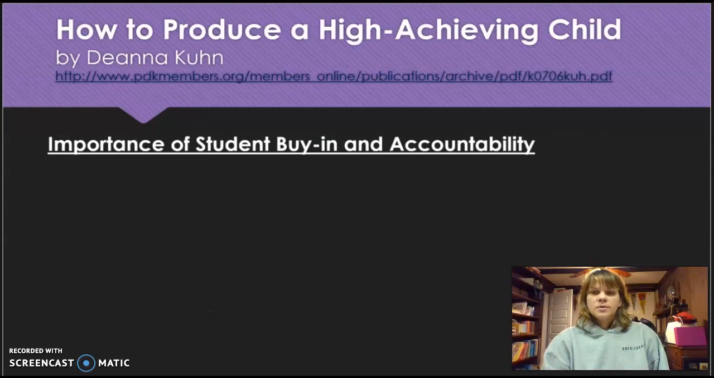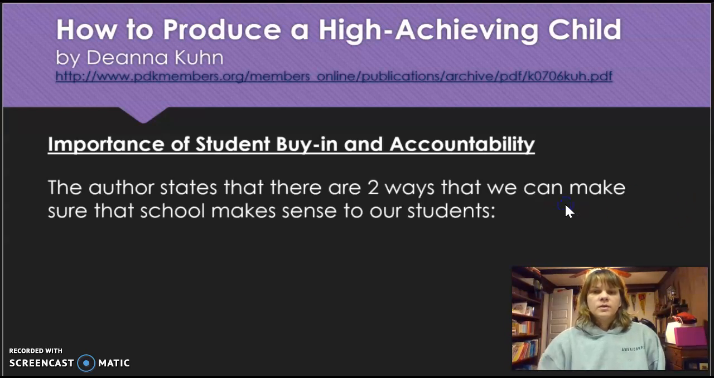First, we'll talk about the importance of student buy-in and accountability. In this article, How to Produce a High-Achieving Child, the author Dina Kuhn focuses on the question of whether or not schools are providing meaningful experiences to engage students. The author suggests that making school make sense to students or making it relevant to them is essential to eliciting buy-in so that students will produce their best work.